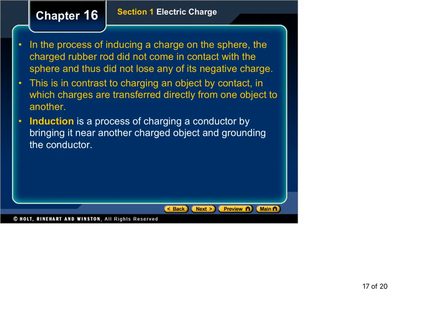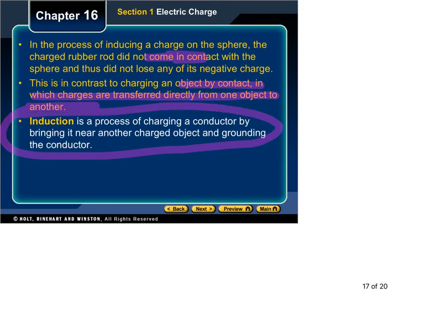So, the process of inducing a charge on the sphere. The charged rubber rod did not come in contact with the sphere, so no contact there, and did not lose any of its negative charge. Contrast charging by contact, where charges are directly transferred from one object to another. So here's our definition for induction. Make sure you have that one written down, no matter what else you've written down.